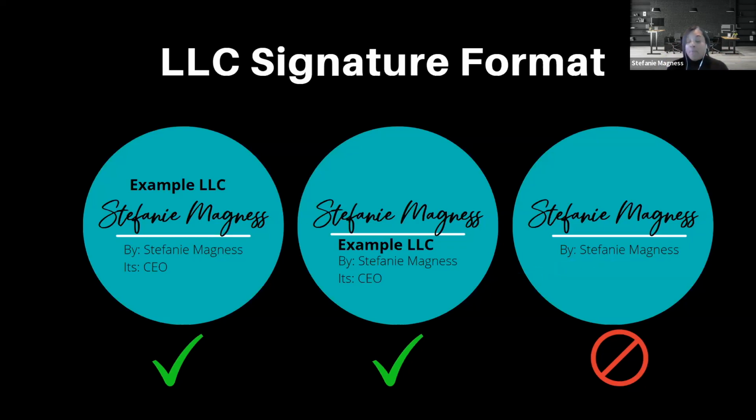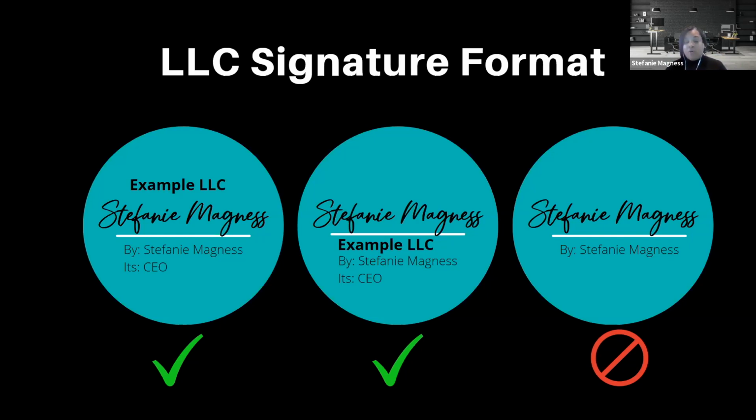The third one basically says, I am personally, Stephanie Magnus, guaranteeing everything in this contract, the terms and conditions, everything. So I'm taking full responsibility. That's typically what a sole proprietor will sign. If you're an LLC, S Corp, C Corp, partnership, or even a nonprofit, you should be using the first two, because the third one can really get you in trouble.